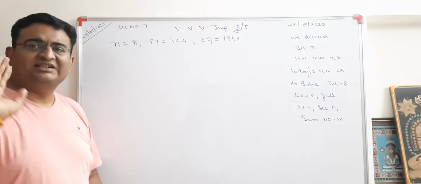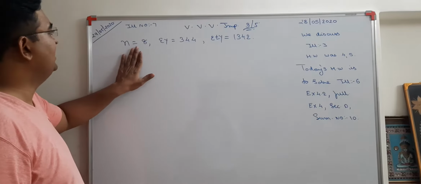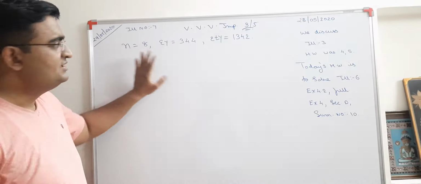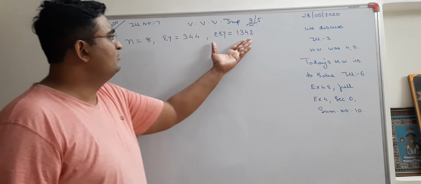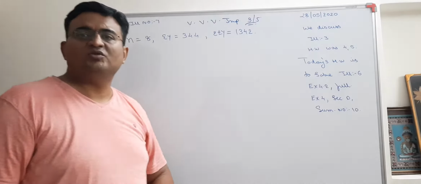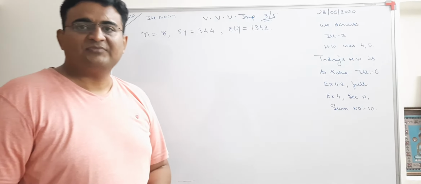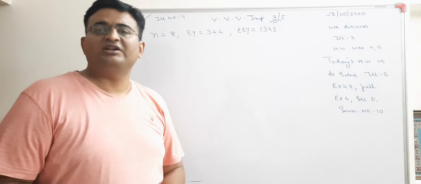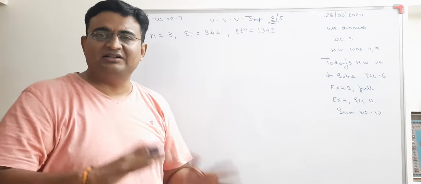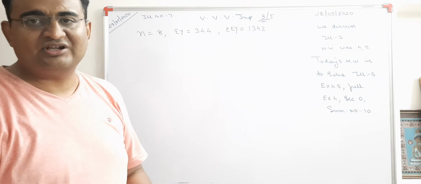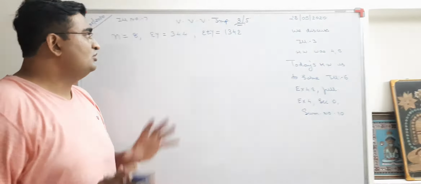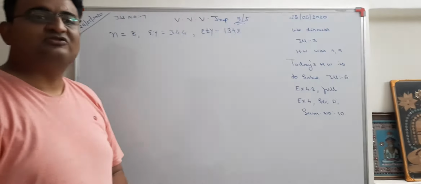Now students, see in this particular sum what is given to you: n is equal to 8, sigma y is 344, and sigma ty that is given to you is 1342. What is missing? Here the years are not given to us, the way it was given till this particular illustration, that is 3, 4, 5, 6. So now what to do further? That is the biggest question.